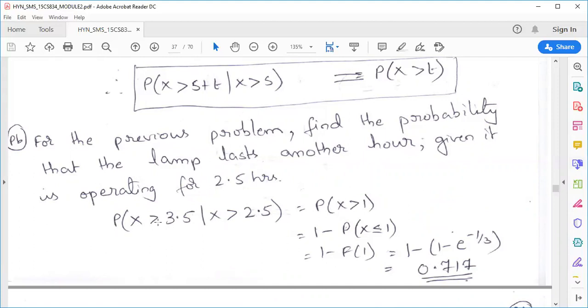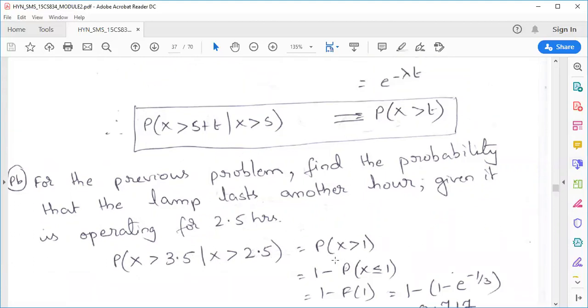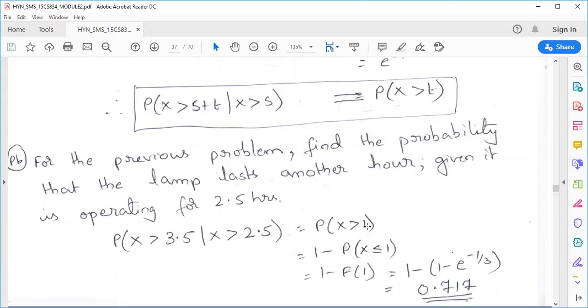So I will get it as probability of x greater than 3.5 divided by probability of x greater than 2.5, which will be equal to probability of x greater than 1 hour. Look at here, if I take x greater than s plus t divided by x greater than s, what I am getting is the extra time I am adding. So probability of x greater than t I am getting. That is why here the extra time I am adding is another hour, so I will take it as probability of x greater than 1.